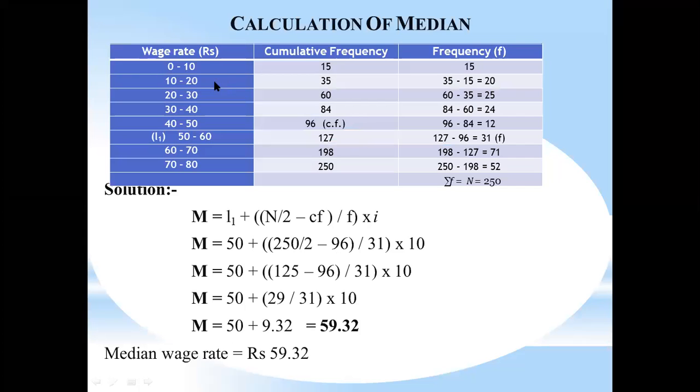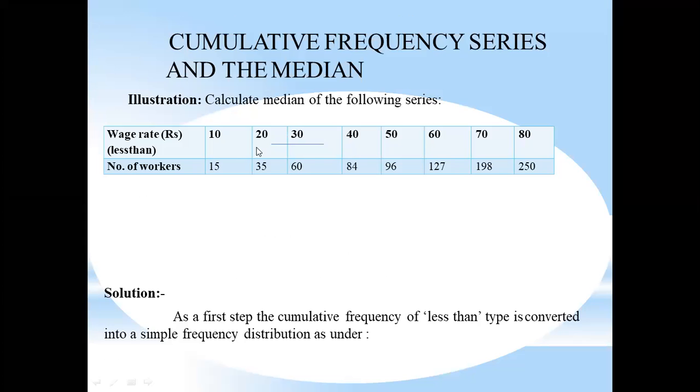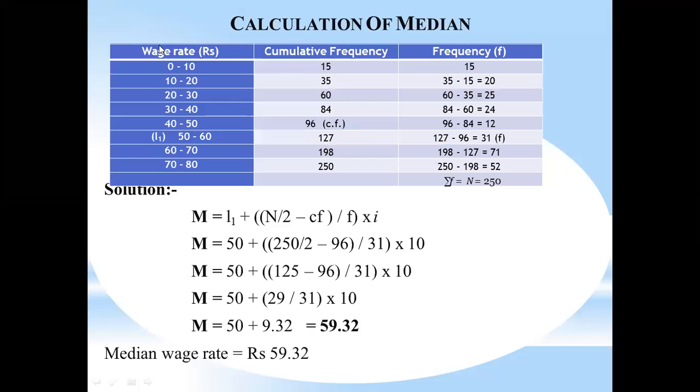So the next thing would be class intervals. As you can see here, the difference between the class intervals is 10. So you can straight away change this into the class intervals. You can start from 0 to 10, 10 to 20, 20 to 30, and so on. This is your cumulative frequency, which is given in the question. Convert that into simple frequency.